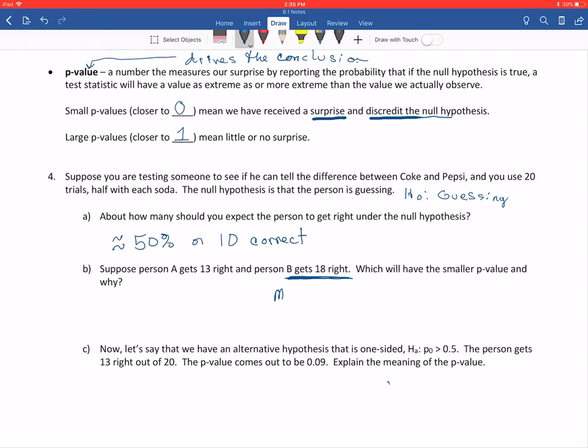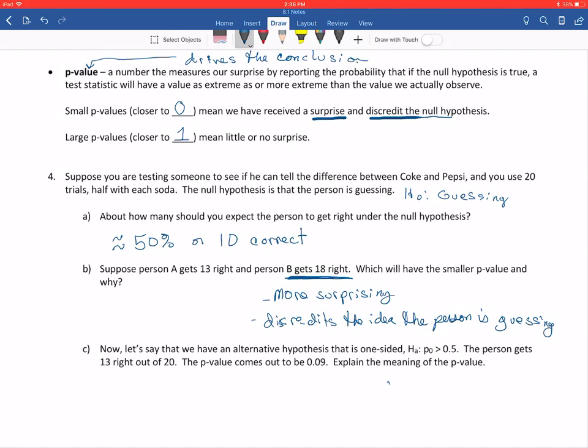To me, it would be this one, the 18, for that exact reason. For the why, I'm going to say exactly what I just said. That's more surprising and discredits the idea the person is guessing. If someone gets 18 out of 20 right, I don't think they're just guessing anymore. I think that maybe they really can tell the difference.